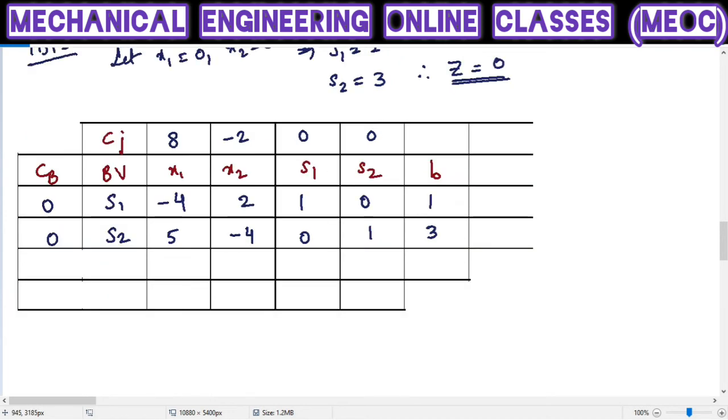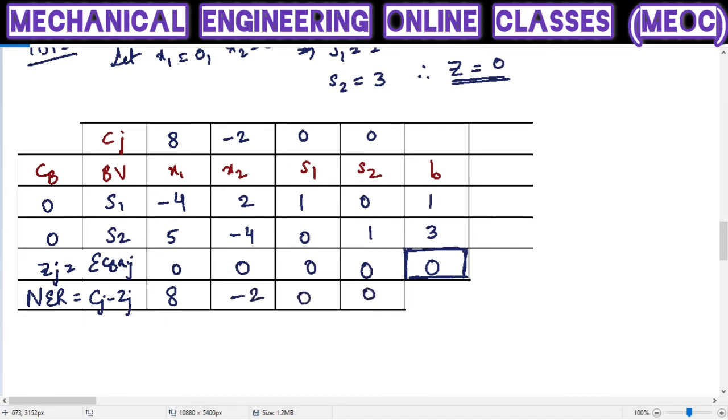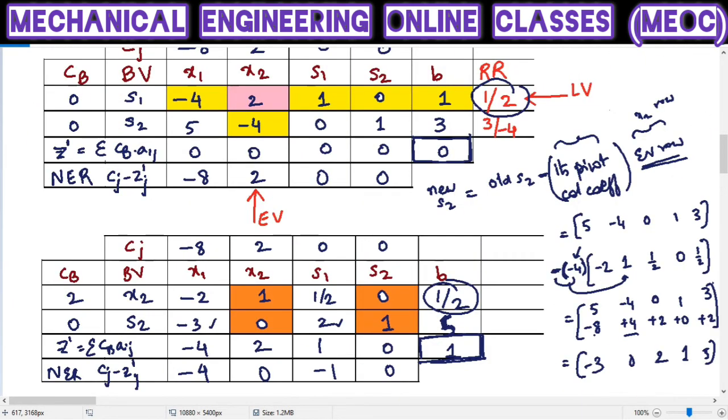Now find Zj as sigma Cb into Aij. So you have 0 into minus 4 plus 0 into 5, that is 0. 0 into 2 plus 0 into minus 4 is 0. Similarly, everything is 0. So this is what we have seen here. Now let us see if this is the best solution. NER is Cj minus Zj. Cj is 8, 8 minus 0 is 8. Minus 2 minus 0 is minus 2. So 0 and 0.